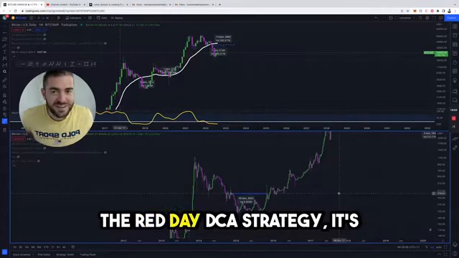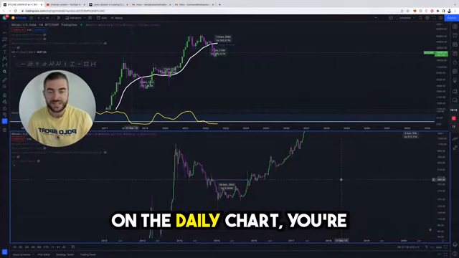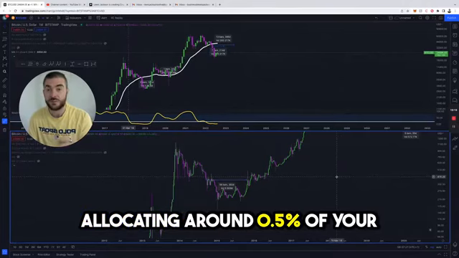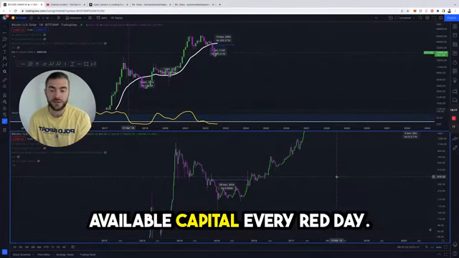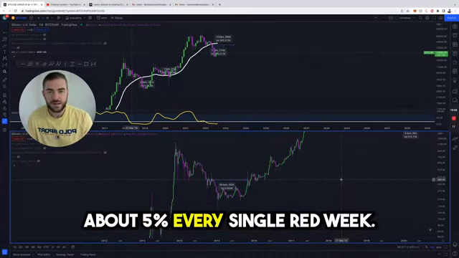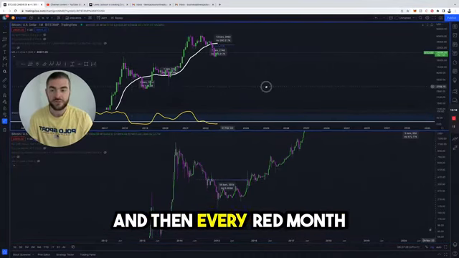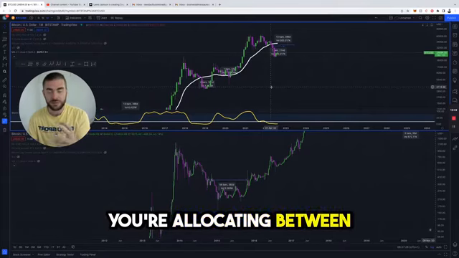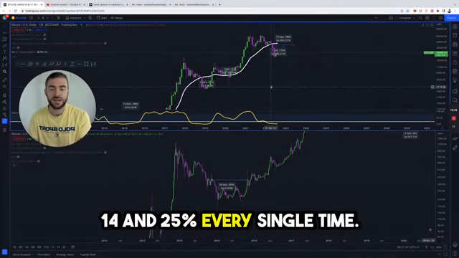And even though it's called the Red Day DCA strategy, it's more focused on the week. On the daily chart, you're allocating around 0.5% of your available capital every red day. On the weekly chart, you're allocating about 5% every single red week, and on every red month, you're allocating between 14 and 25% every single time.